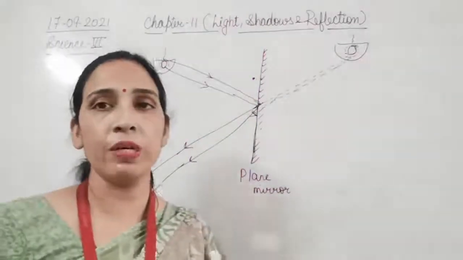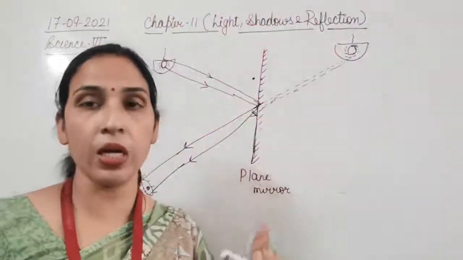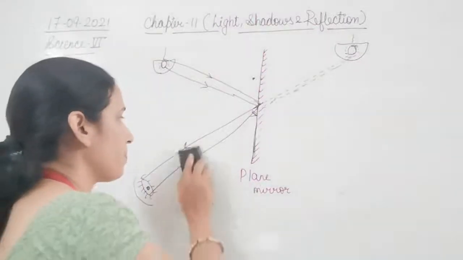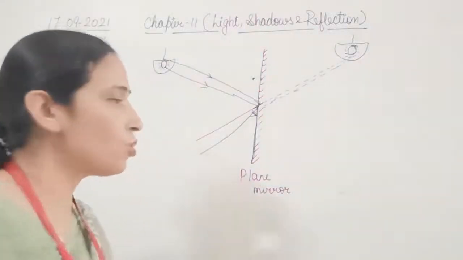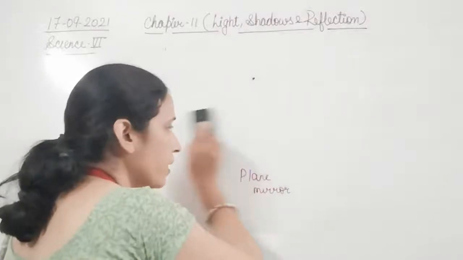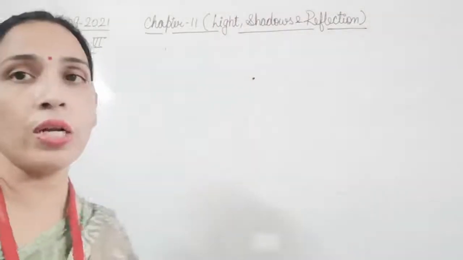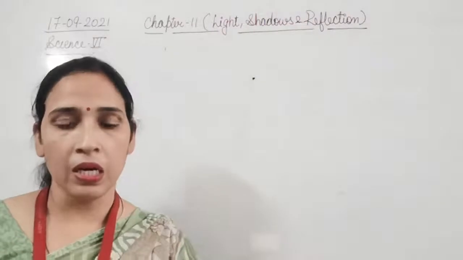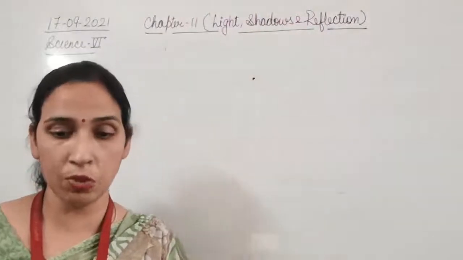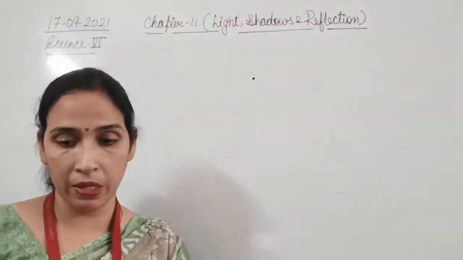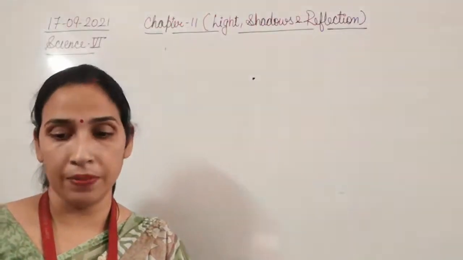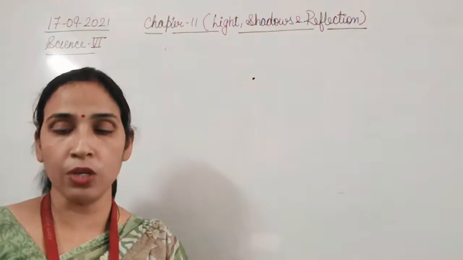Now, the characteristics of the image which is formed by a plane mirror. What are the characteristics of the image? I'll just erase this and then I can write. First of all, the characteristics of the image formed by a plane mirror. Till here we were talking about plane mirror only. The image formed in a plane mirror is virtual or unreal. It cannot be obtained on a screen.